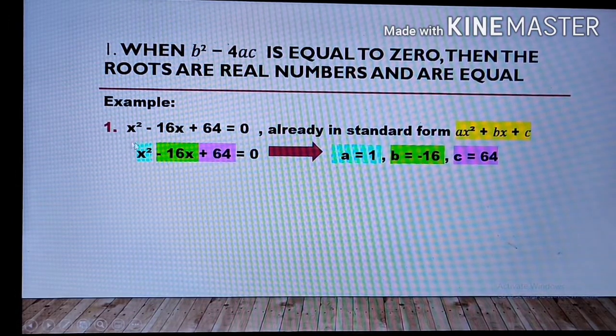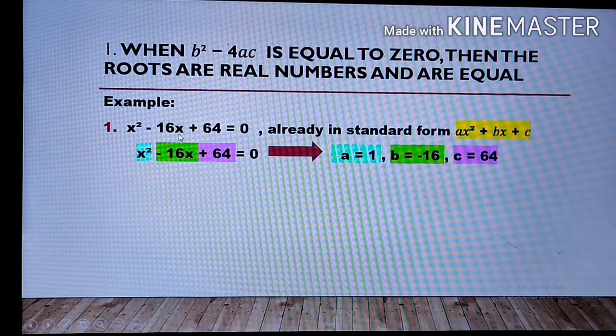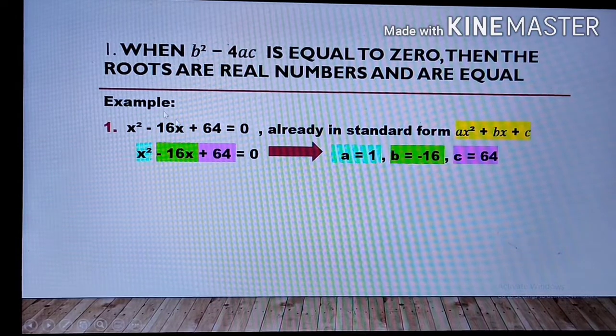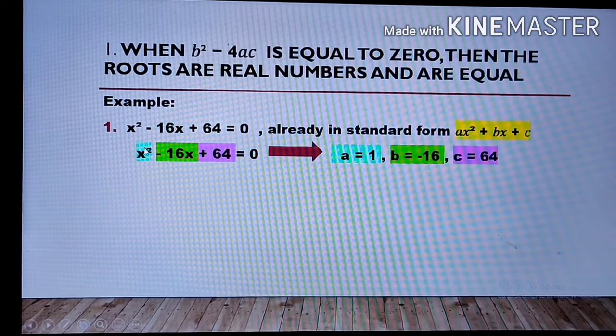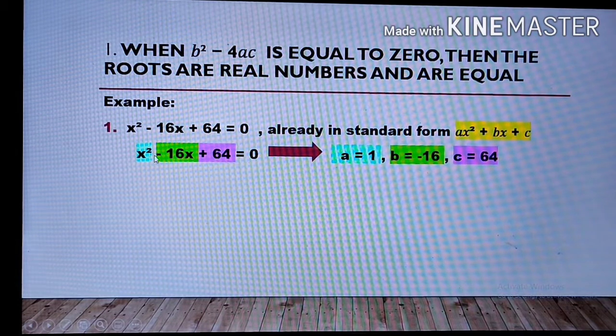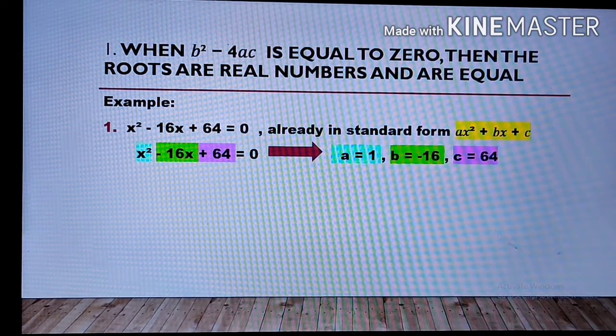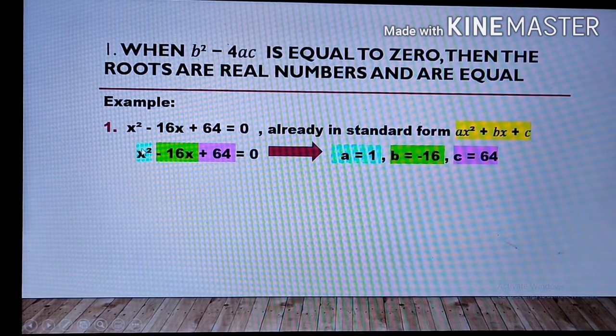Then, next, we are going to find the values of a, b, and c. So, as you can see, I put colors in each term. The first term is light blue, this one is green, this one is violet. Nilagyan ko siya ng colors para maintindihan nyo na yung terms na yan, that is ax squared, then this one is bx, then this one is c.